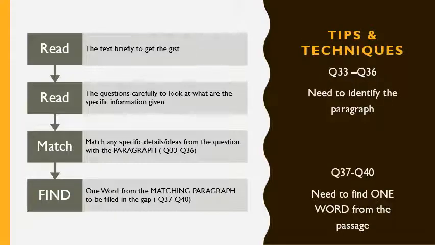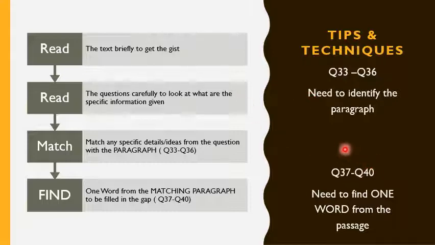Okay, bagaimana kita tackle soalan 33 hingga soalan 40? Okay, so let's start tips and techniques to tackle part 5 of your reading paper. Pertama sekali, question 33 to question 36 ada 4 soalan. You need to identify the paragraph. Kamu perlu kenal pasti perenggan tersebut. Cari clue dari soalan dan cuba matchingkan dengan perenggan.